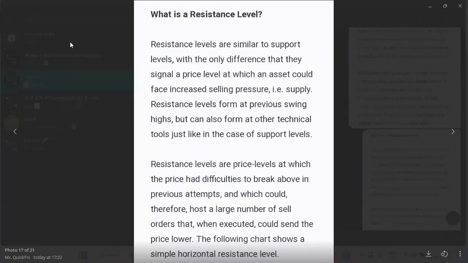So, now what is the resistance level? Resistance levels are similar to support levels, with the only difference that they signal a price level at which an asset could face increased selling pressure, i.e. supply. Resistance levels form at a previous swing high, but can also form at other technical tools, just like in the case of support levels. Just think of them as the same thing, but look at it differently: this one would be higher, this one would be lower. So just look to target the highs or the lows. Understand?